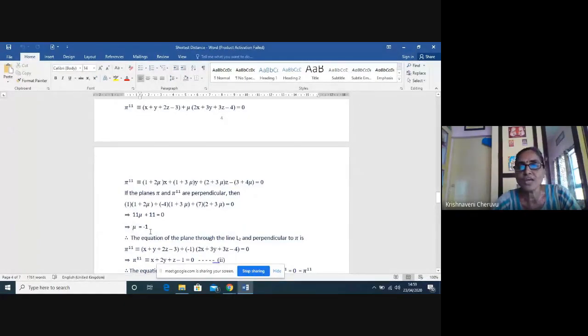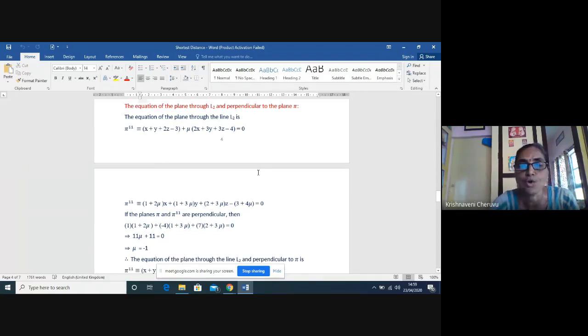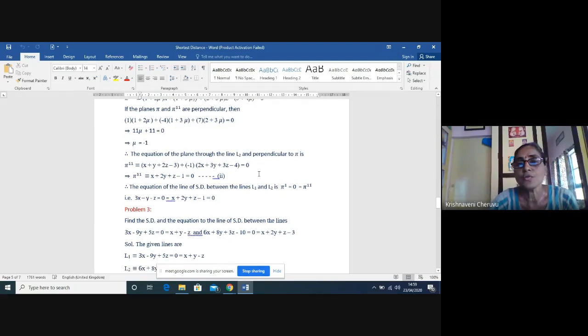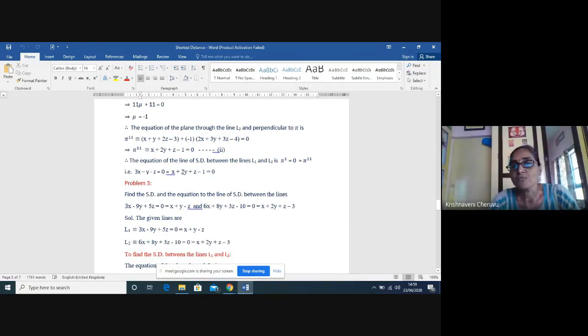So what you have to do now is substitute this mu value in this equation to get the equation of the plane through the line L2 and perpendicular to the plane pi. So we now have two planes in our hands. What are they? The equation of the plane through L1 perpendicular to pi, and the equation of the plane through L2 perpendicular to pi. The intersection of those two planes will be the line. What is that line? The line of shortest distance.